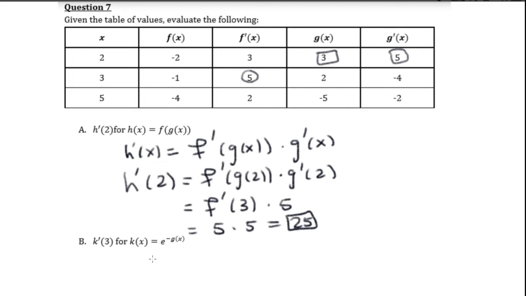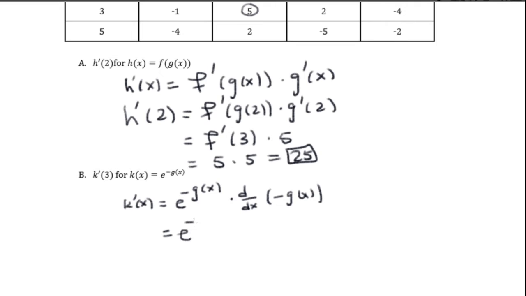Okay, next one we want to find the derivative of k at x equals 3. So we're going to use the chain rule here. The derivative of e to the negative g(x) is e to the negative g(x) times the derivative of negative g(x). So that's just e to the negative g(x) times negative g prime of x. So I'm going to put the negative in front.